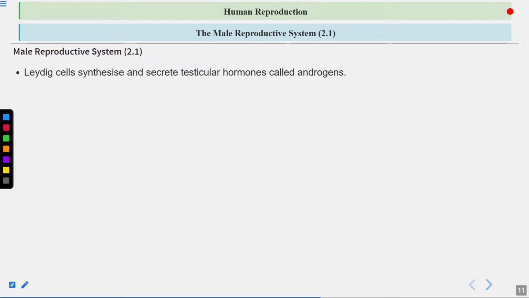Now Leydig cells synthesize and secrete testicular hormones called the androgens. Testicular hormones means hormones which are synthesized by the testicles or testes. Now other immunologically competent cells are also present here. Immunologically competent cells means cells against which an immune response can be generated. Some of the immunologically competent cells present are macrophages. Then mast cells. These are all immunologically competent cells, meaning cells of the immune system.